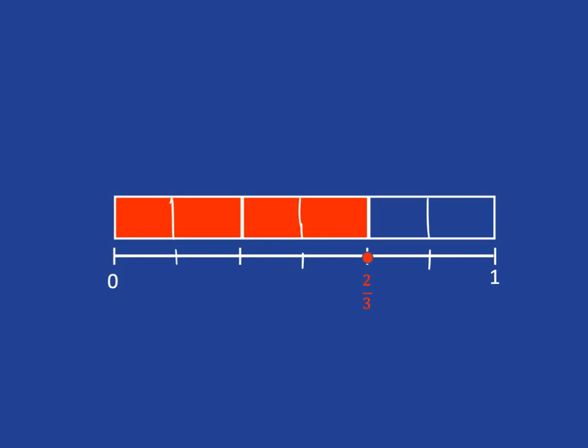But this time, I can view it as 1, 2, 3, 4, 5, 6 pieces, of which I've got 4, so I can view it as 4/6. But it's exactly the same number, so 2/3 and 4/6 are equivalent fractions. They're equal to each other in value.